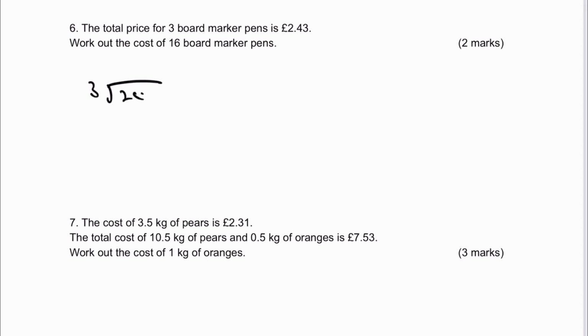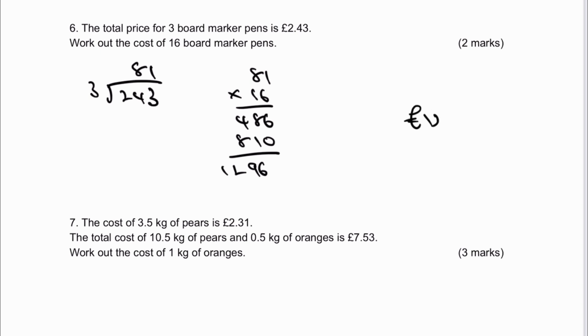3 into 243 pence. Well, that's going to give me 81. And then I've got to buy 16 board markers at 81p each. So 81 times 16. Well, that's going to give me 486 there and 810 there. Add the two together and I get 1296. Therefore, my total price is going to be £12.96.